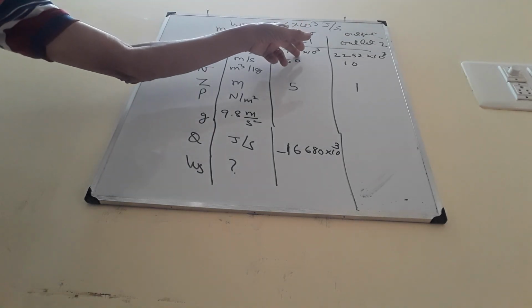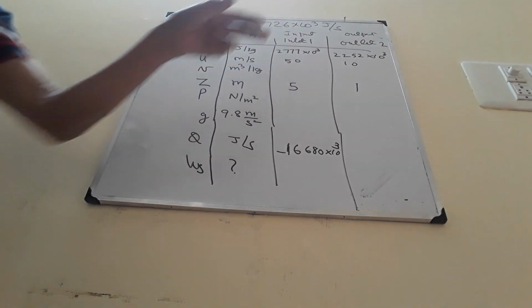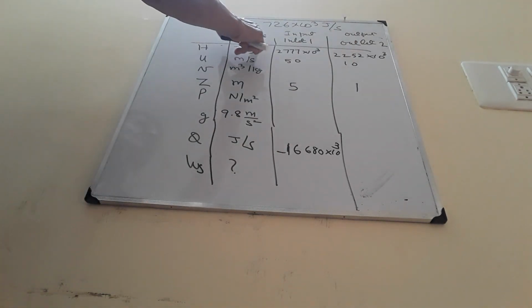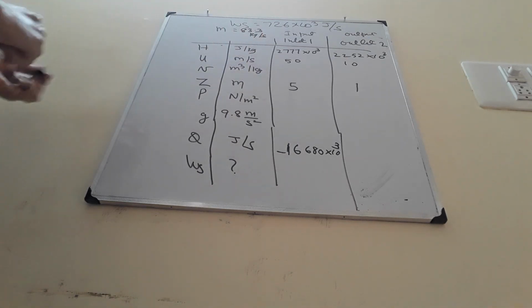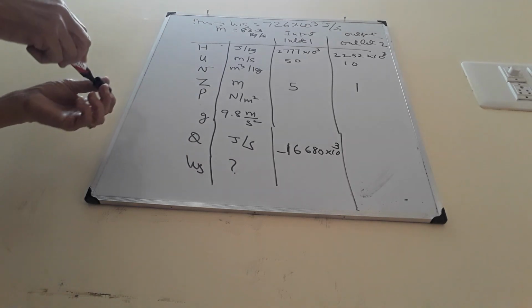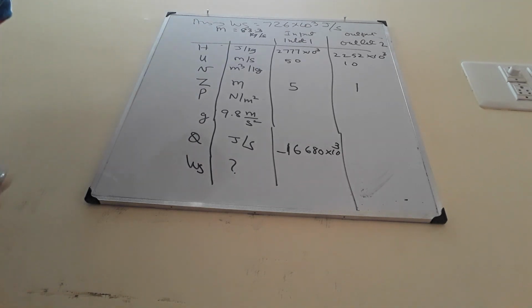This is 2777 into 10 power 3 joules per kg, and 2252 into 10 power 3 joules per kg. And this is also in seconds, 83.3. If it is in minutes, you convert it to seconds. So your mass rate is 83.3 kg per second. If you calculate, the answer will be 726 into 10 power 3 joules per second.